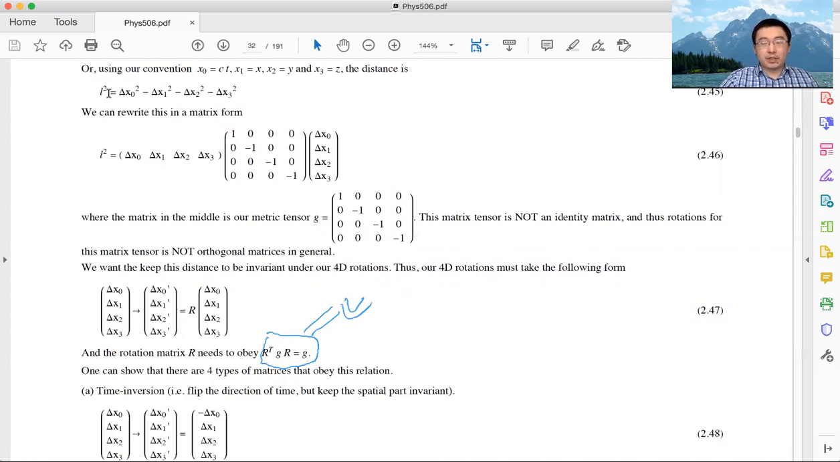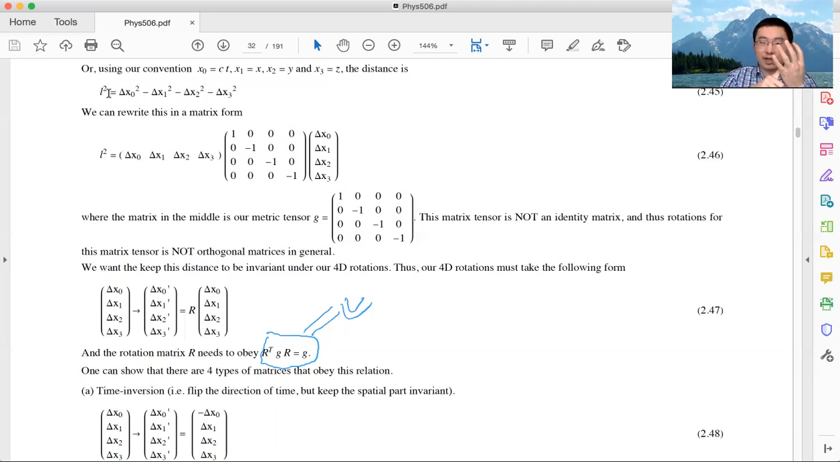Now the question is, how many different types of transformations can satisfy this condition? Well, it turns out there are four types and only four types of transformation that satisfy this relation. Or actually, more precisely, four types of transformation and their combination. We know that if operation A does not change distance, and operation B does not change the distance either, then I can first do an A transformation, then do a B transformation. The distance will be maintained, right?